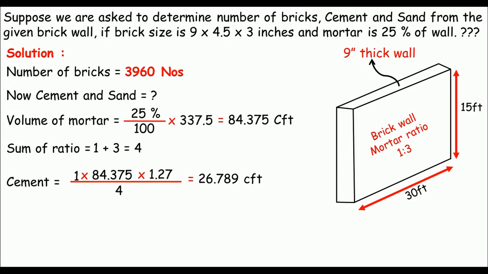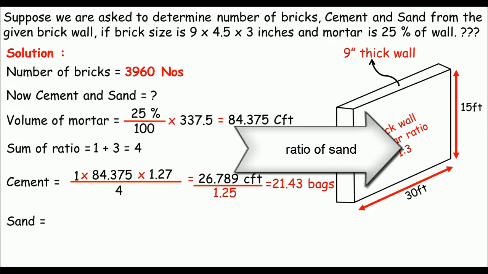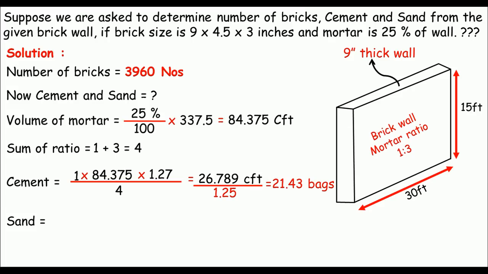And to convert this CFT value into bags, we have to divide this by the volume of 1 bag. Over here in Pakistan that's 1.25 CFT. I mean, the volume of 1 cement bag is 1.25 CFT over here in Pakistan. You can use your country's bag volume, no problem. We'll get of course 21.43 bags just for the same wall. And now let's go ahead to calculate the sand. Remember, the sand ratio is 3. This means the sand should be 3 times the cement, and the cement is known.